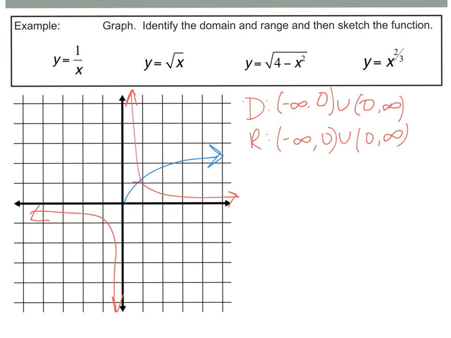So for that one, if I'm looking at domain, and this is really how I do domain when I'm doing it myself, I just think: what's the lowest value on the domain? What's the furthest to the left that this graph gets?